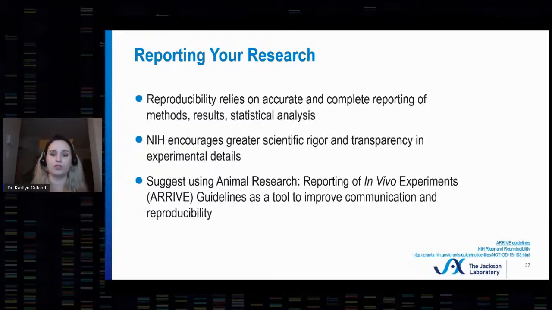And so in order for your work to be reproducible, researchers need details in methods and results and the statistical analyses that are performed. And so the NIH guides us to exemplify and to promote the highest level of scientific integrity, public accountability, and social responsibility in the conduct of science. And so we suggest using the Animal Research Reporting of In Vivo Experiments, or the ARRIVE guidelines, as a tool to improve your communication and reproducibility.